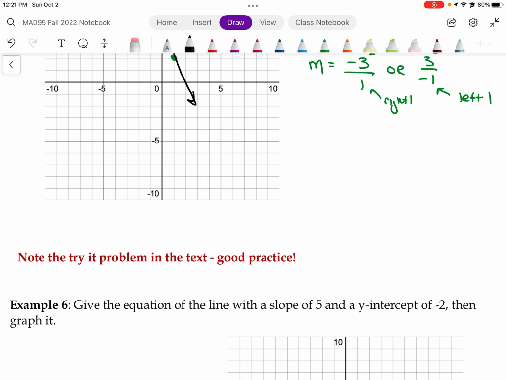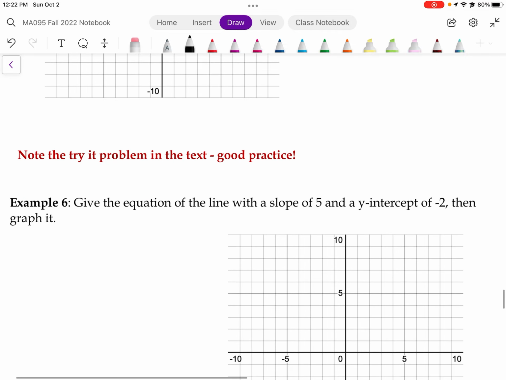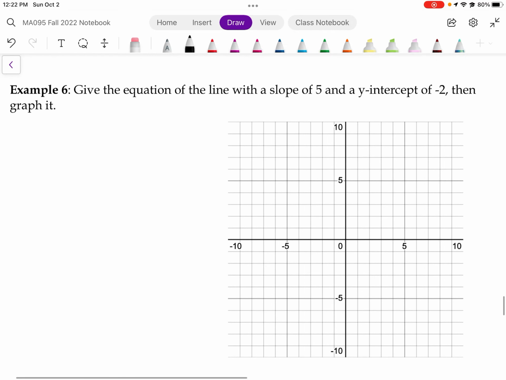So I would try those problems. So it's a good try-it problem. All right, give the equation of the line with a slope of 5 and a y-intercept of -2, and then graph it. Let's write that down. So we've got a slope of 5 and a y-intercept of -2.